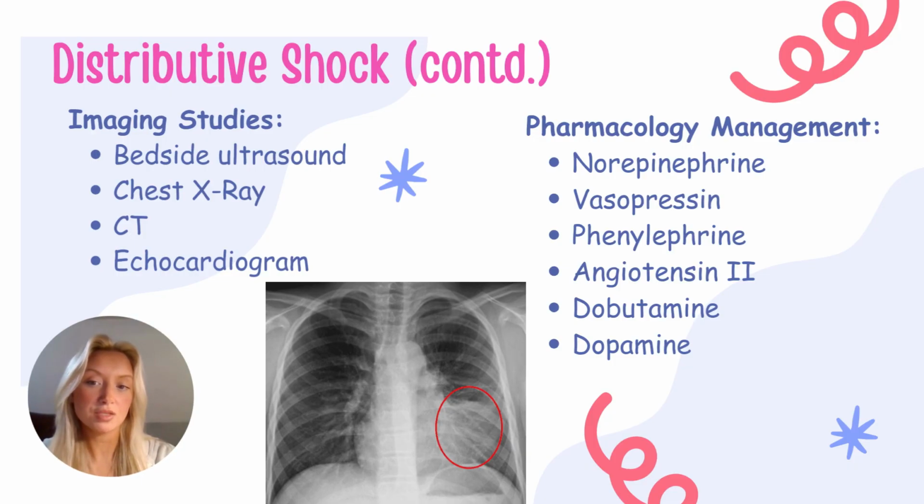So pharmacology management, norepinephrine or Levophed is going to be our first line of medication given. This is going to help increase vascular resistance. Vasopressin is going to help us increase that blood pressure. Phenylephrine is going to be used when the tachycardia is severe. Angiotensin II will be used in refractory cases. And finally, dobutamine and dopamine are going to be used for hypoperfusion or for myocardial dysfunction.